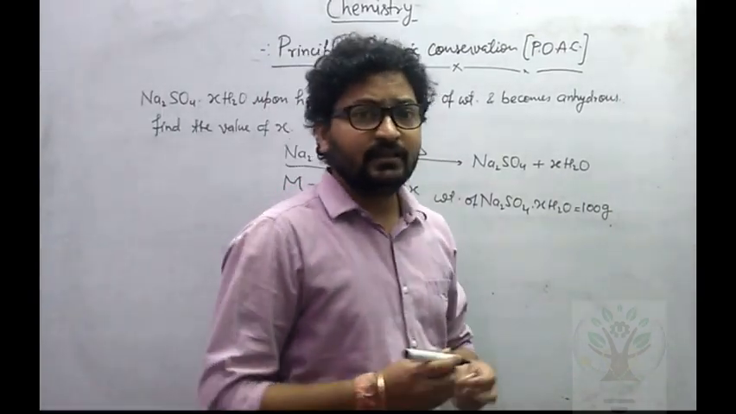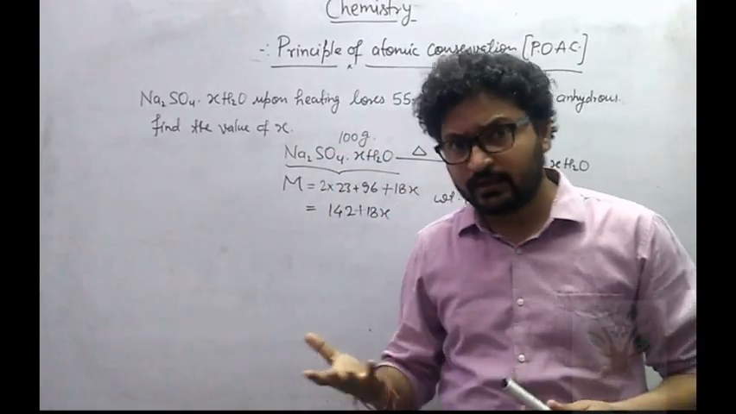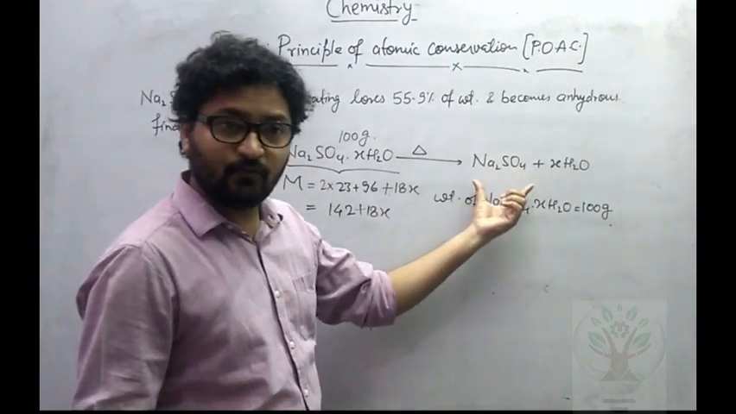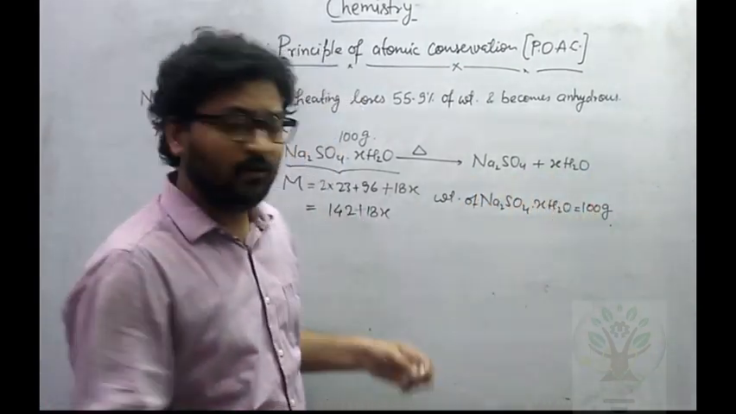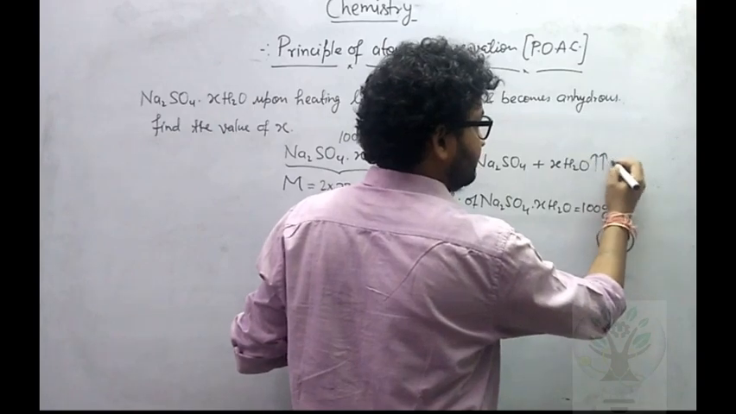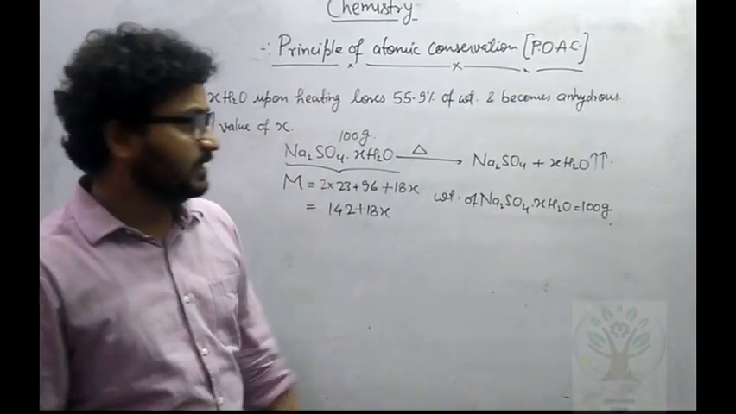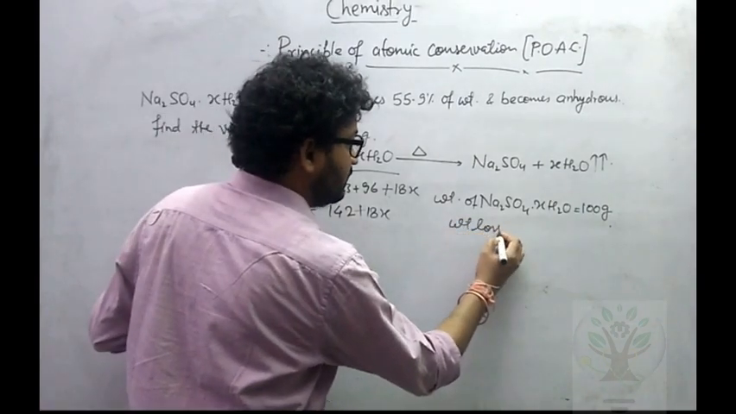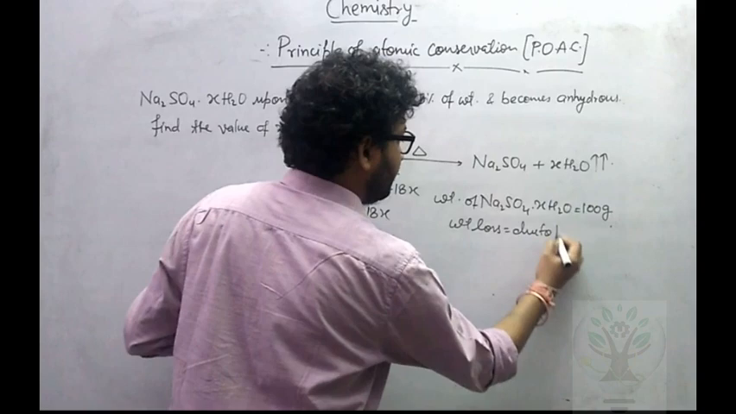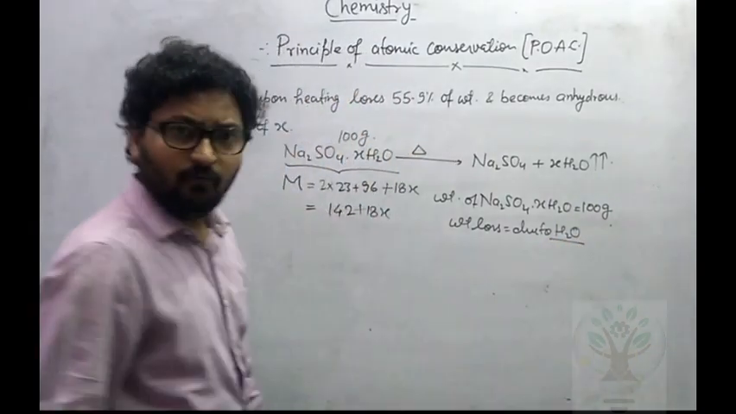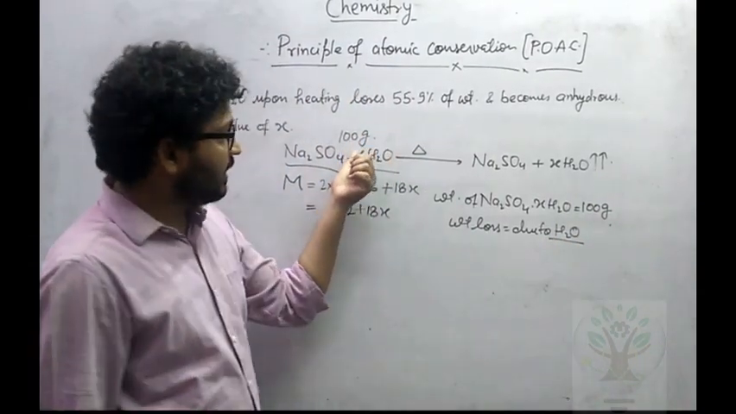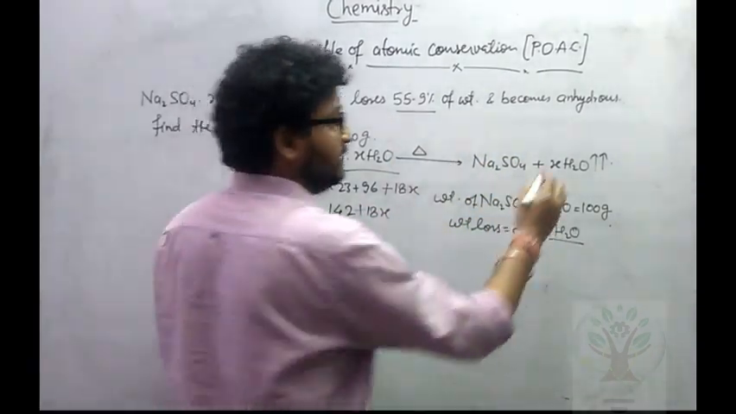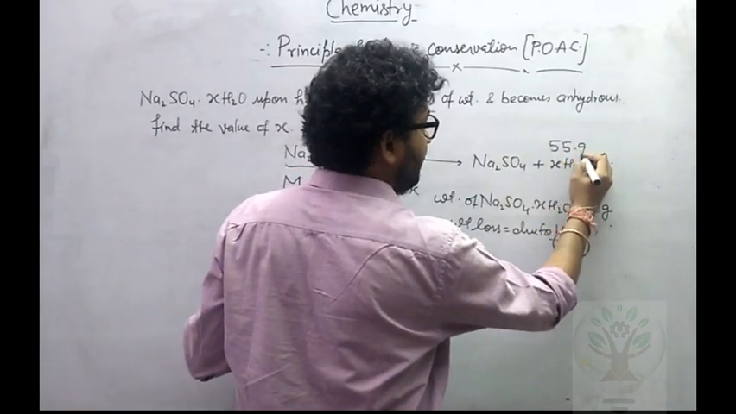Now can you tell me this 55.9% will be the weight of what? It will be the weight of Na2SO4. No, we are not losing weight of Na2SO4. We are losing weight in the form of water. Why? Because this water must be vaporizing. So whatever weight loss is happening, the weight loss is due to water. And can you tell me, out of 100 gram, how much weight of water will be there? It will be 55.9%. That means 55.9 gram of water.